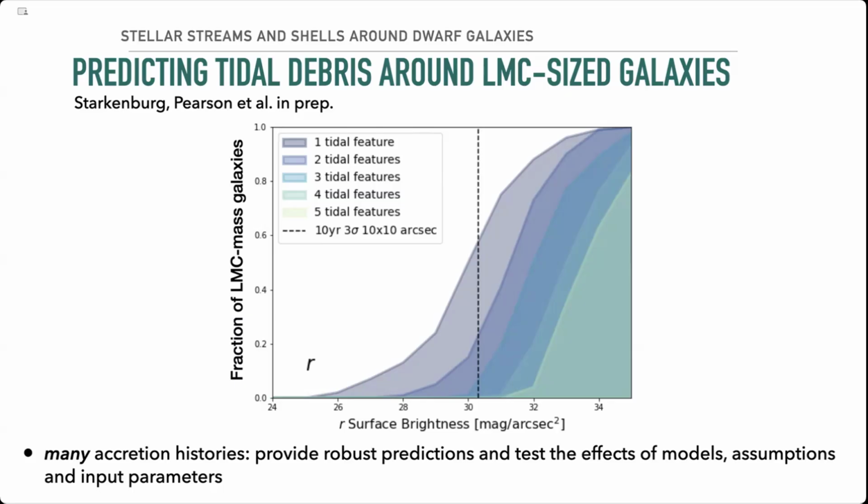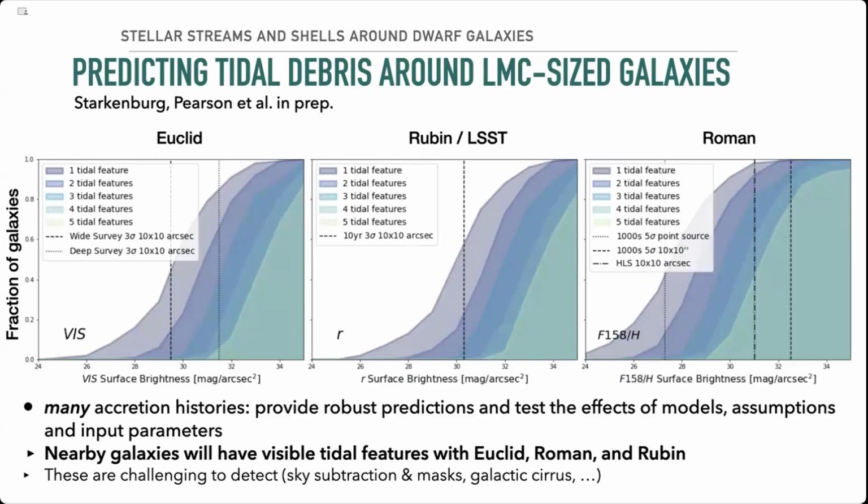We can also forward model this for other surveys, for example, for Euclid, in this case for the visual band, as well as for the Roman Wide Field Survey, where I show it for the H band. And you see that because of the color difference and because of the depth difference, these numbers are probably slightly different. But many nearby galaxies, especially at the LMC size, will have visible tidal features.